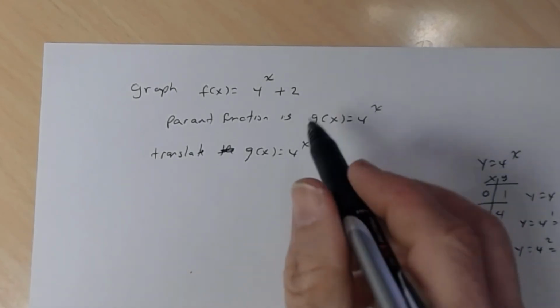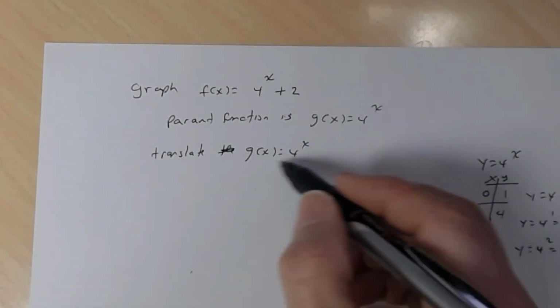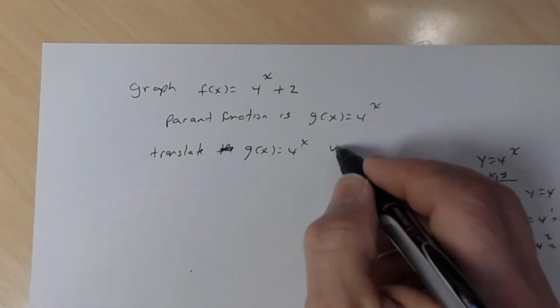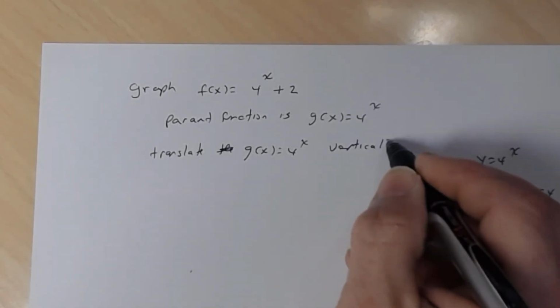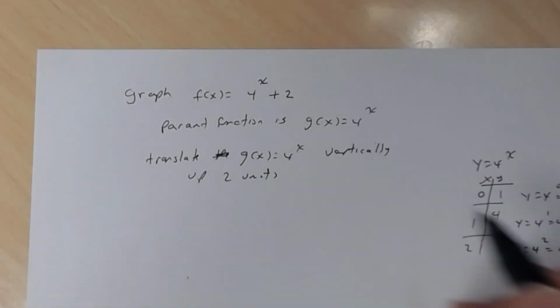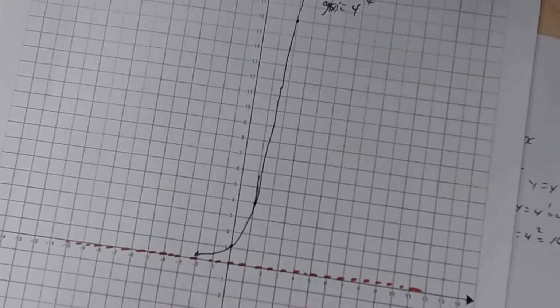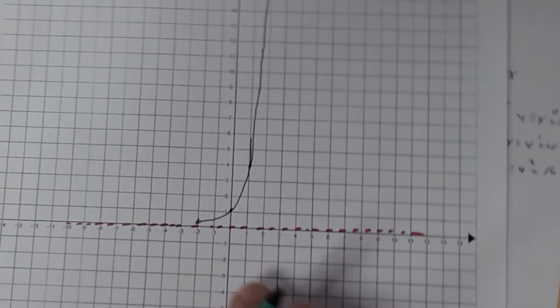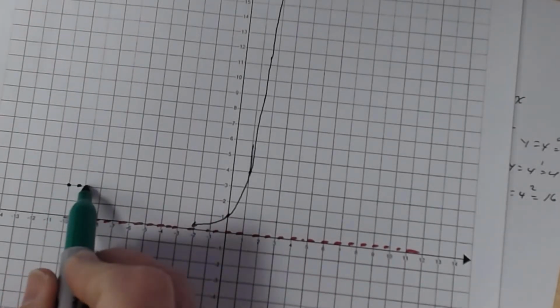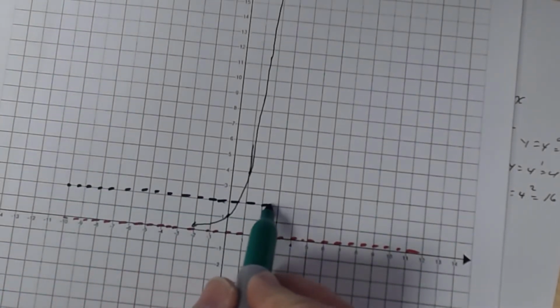So you can say translate the parent function, which is g of x equals 4 to the x, vertically up 2 units. What that means is all you do is use this right here. Everything's moved up 2 units, even the horizontal asymptote. So that's moved up 2 units, 1, 2. So here's my new horizontal asymptote.